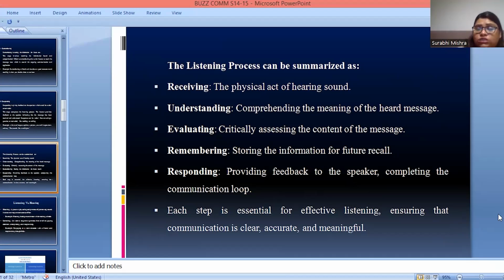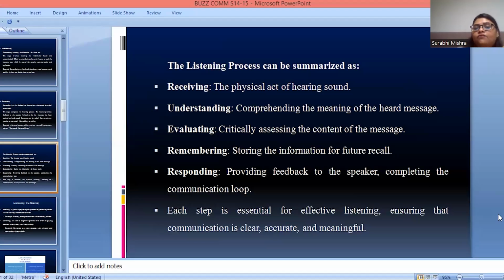Then in the fourth stage, we store the information for our future recall or future use. In the last step, we provide feedback to the sender or the speaker, completing the communication loop. So each step is very essential for effective listening. You must ensure that communication is clear, accurate, and meaningful, right?